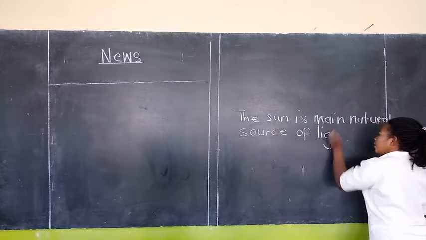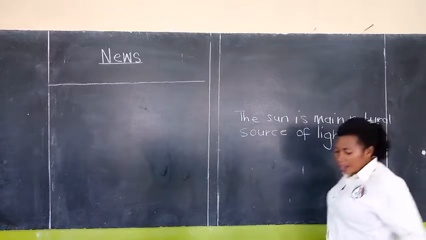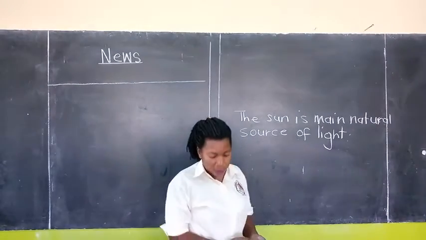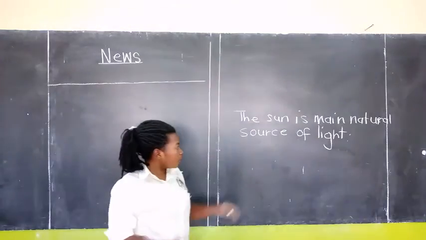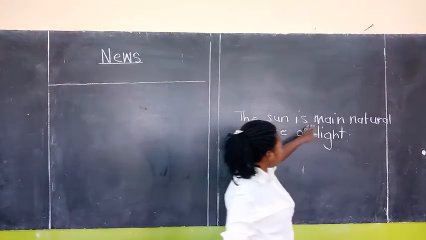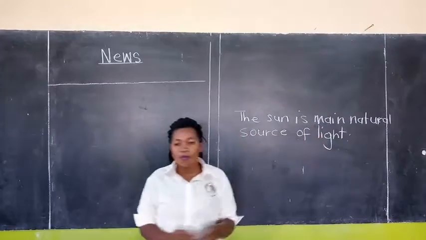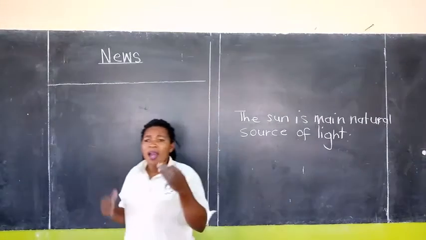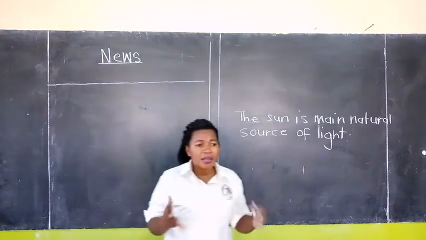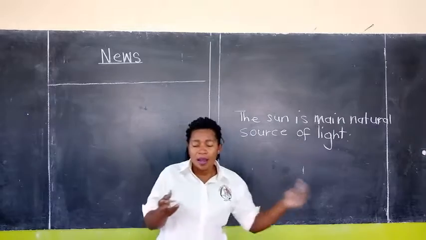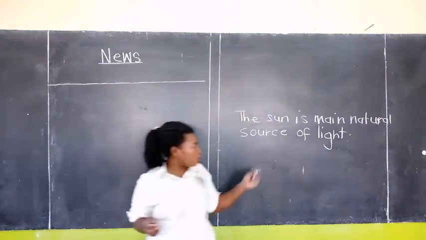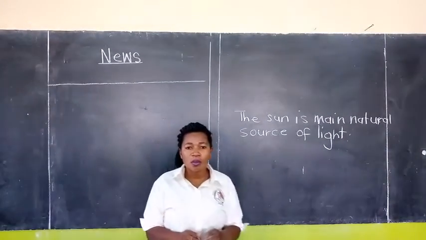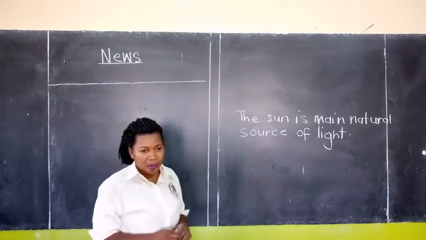light. So we say the sun is the main natural source of light. Now we say the sun gives us light. That's why we say the sun is the main natural source of light.